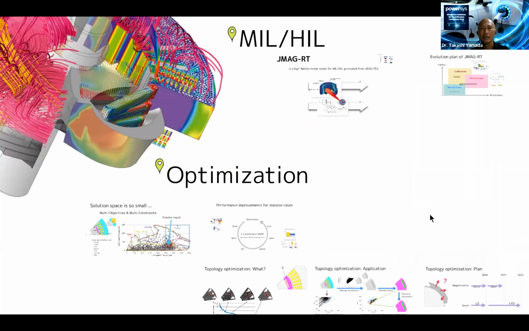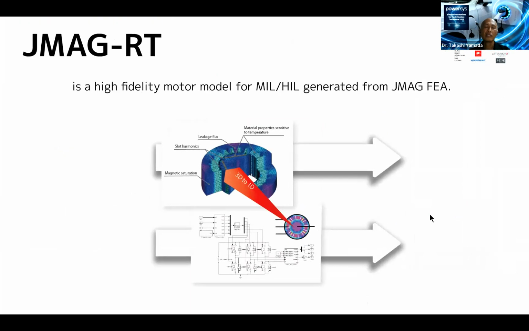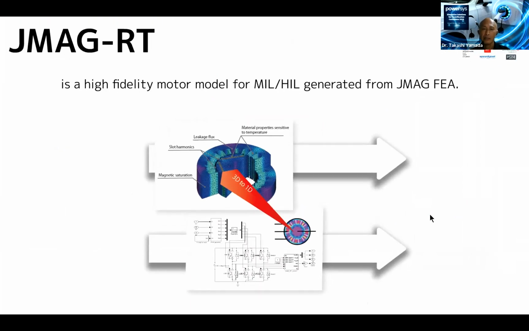Okay, next is Hill. So actually this is about JMAG-RT. So probably you know that JMAG-RT is a model for Miller and Hill from JMAG-FEA. This is accurate and high speed.